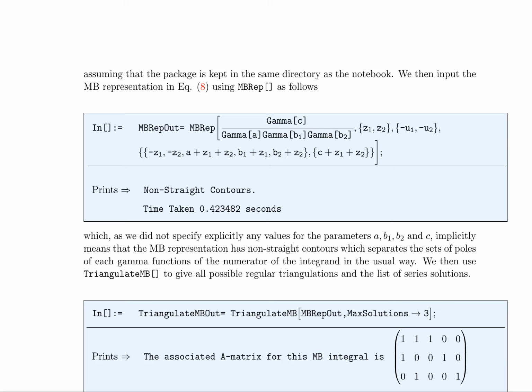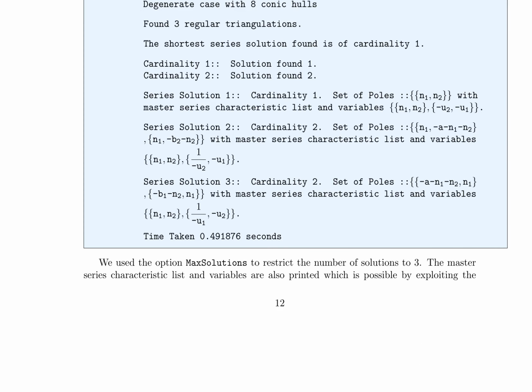Subsequently, the triangulate MB function is used to find all possible regular triangulations and the list of series solutions. The matrix associated with this MB integral is provided, which is a key component in the triangulation process. The function identifies a degenerate case with 8 conic hulls and finds 3 regular triangulations. Among these, the shortest series solution has a cardinality of 1, indicating the simplest form of the solution.